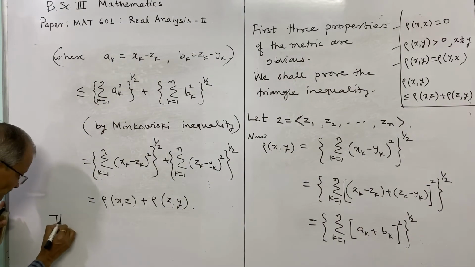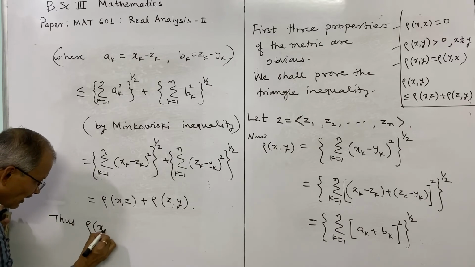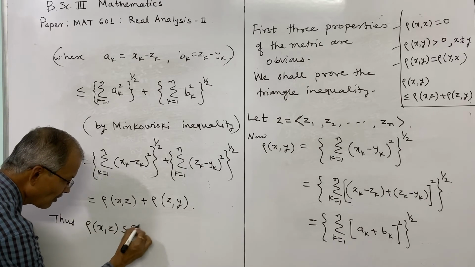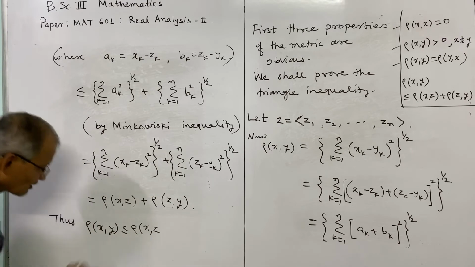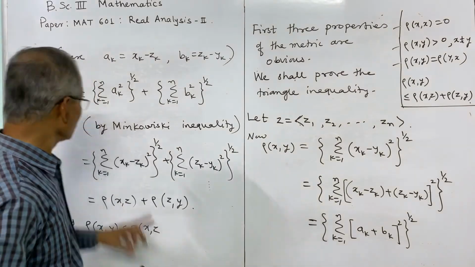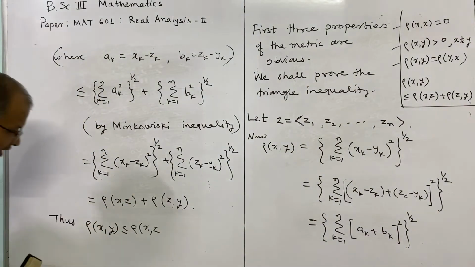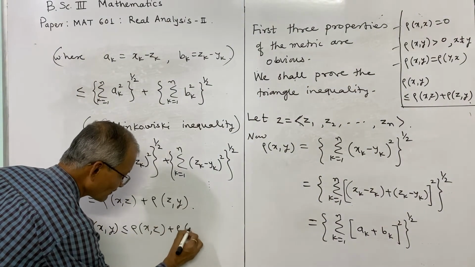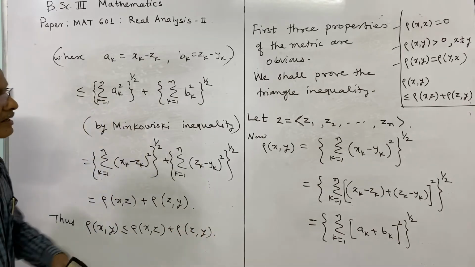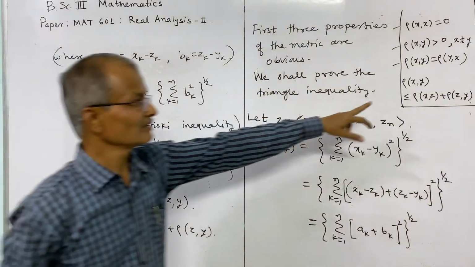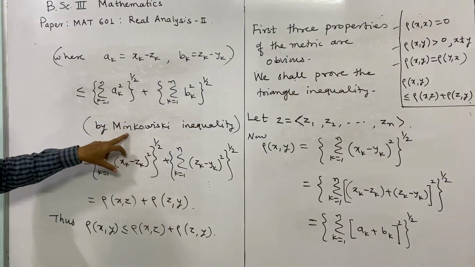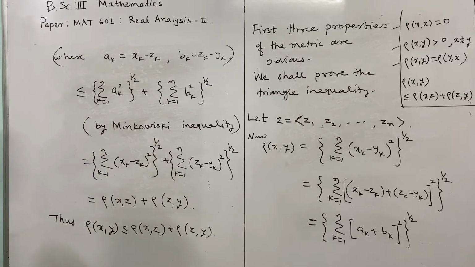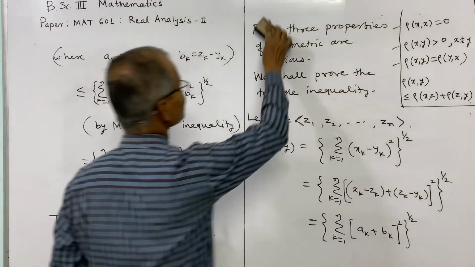Thus, rho of x and y is less than or equal to rho of x and z plus rho of z and y. Hence, the triangle inequality is verified. See this. So we have used the definition, and here one inequality, Minkowski inequality, we have used, and thus this rho is a metric.